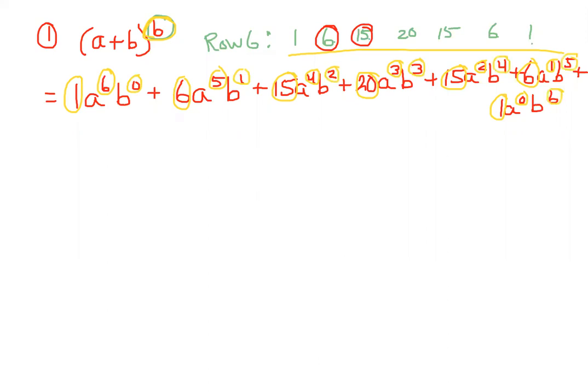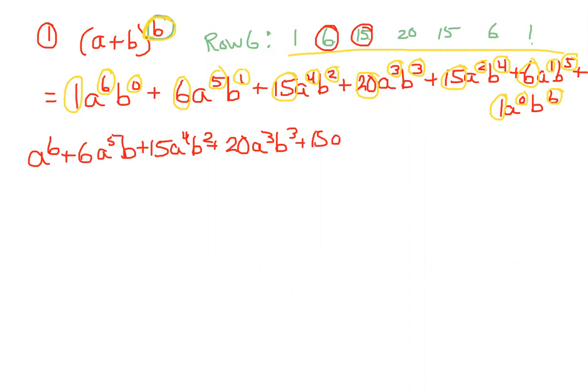So if we simplify this, it becomes a to the 6th plus 6, a to the 5th, b, plus 15, a to the 4th, b squared, plus 20, a cubed, b cubed, plus 15, a squared, b to the 4th, plus 6, a b to the 5th, plus b to the 6th. And that would be your answer. That is in simplified form.